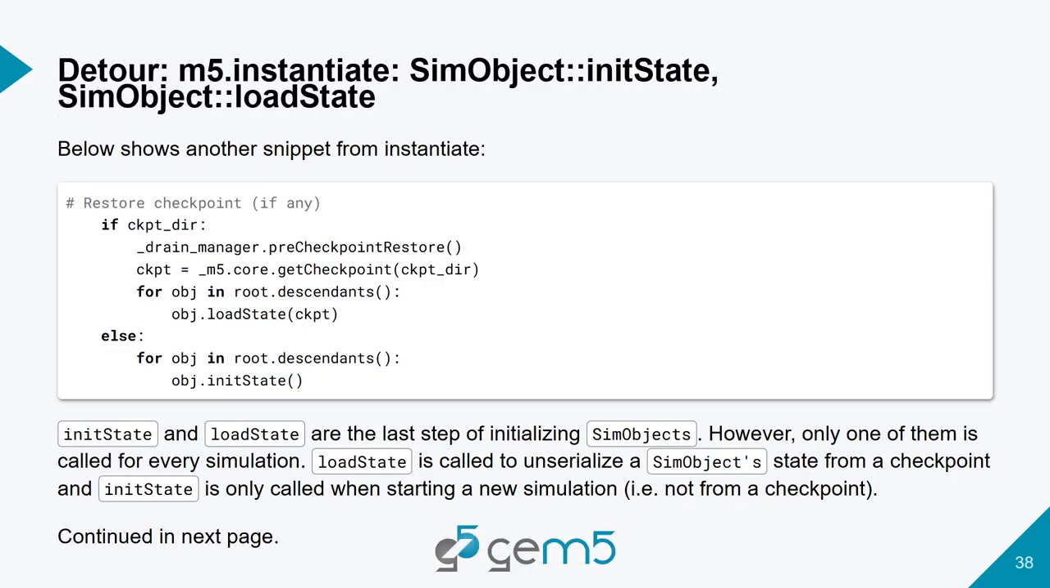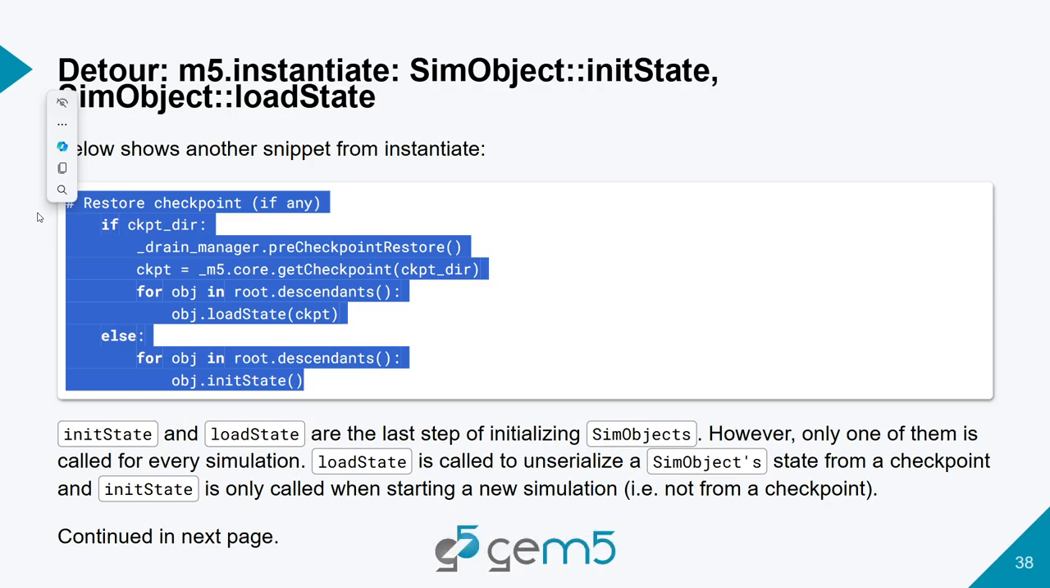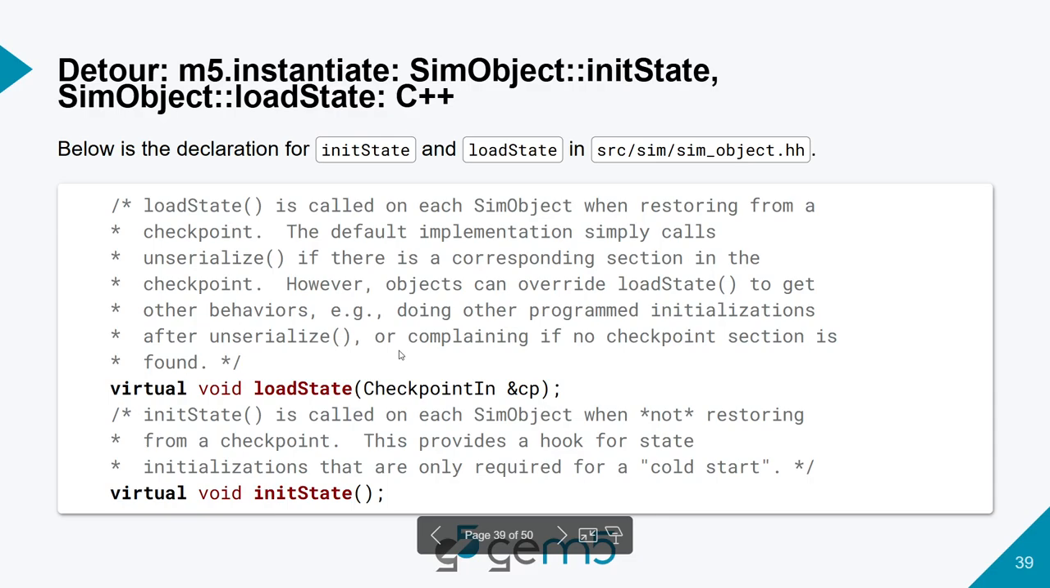Then, Jason and Zantong talked about gem5 being able to resume from checkpoints. There is another initiation step called init state and load state, where these two functions differentiate based on whether you're starting from a checkpoint or starting afresh. After init is called, one of these functions is called. init state is for the case when you're starting afresh, not restoring a checkpoint, and load state is for when you're restoring a checkpoint. You can see that by looking at the code of m5.instantiate, and there are also counterparts to these in C++, as you can see here. This is under the class SimObject, if you go to source sim-simobject.hh.